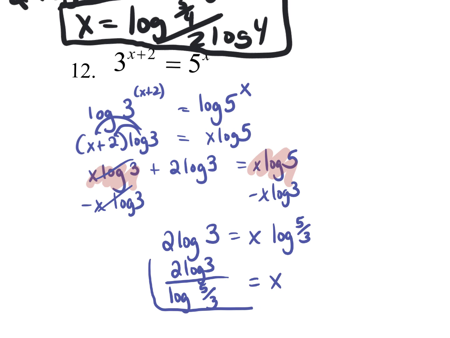Now, could you simplify this more? Sure. Could you make the top log 3 to the second, make it log 9? Sure. But as long as you have it in a form where the x is by itself, generally that is acceptable. That's really what we're looking for on these types of problems.